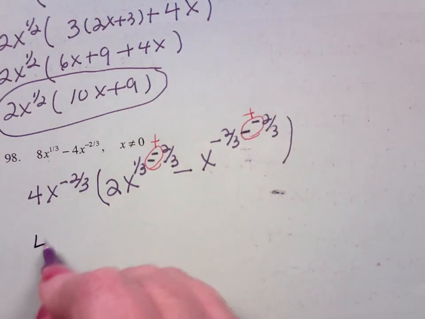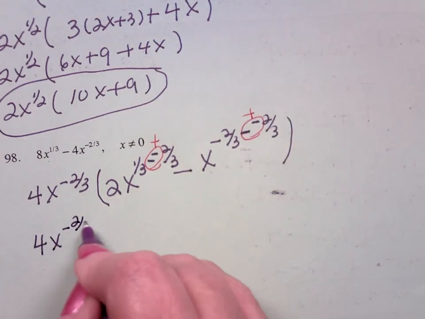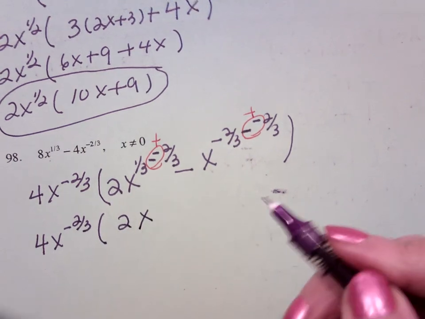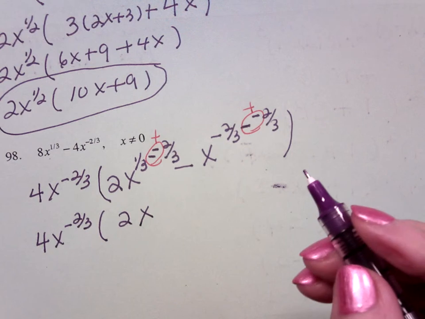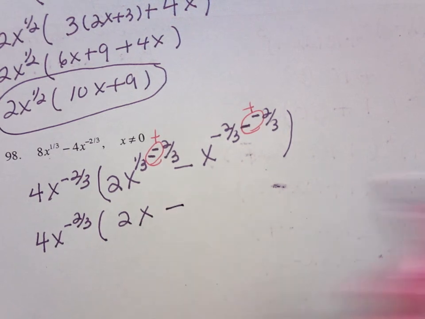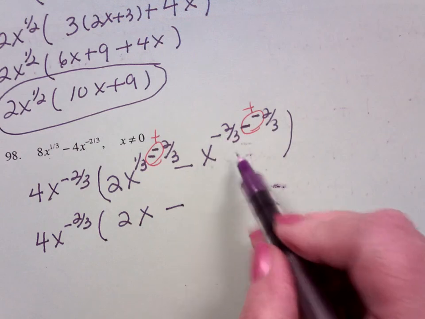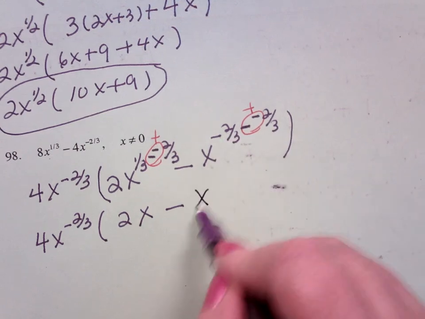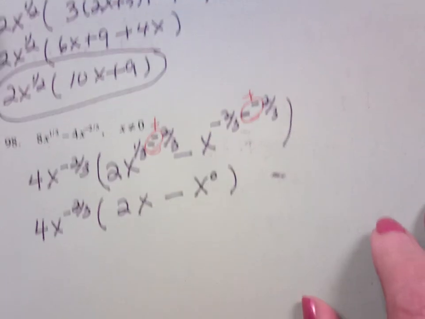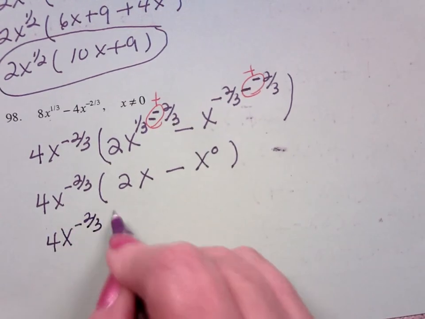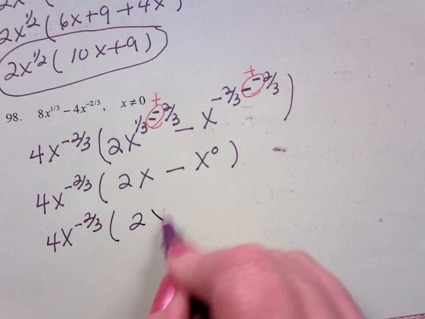So this is 4x to the negative 2/3 times 2x to the, well, that's going to be 1/3 plus 2/3, that's 3/3, so it's x to the 1. And this is going to be negative 2/3 plus 2/3, that's x to the 0. And this is going to be 2x minus 1.